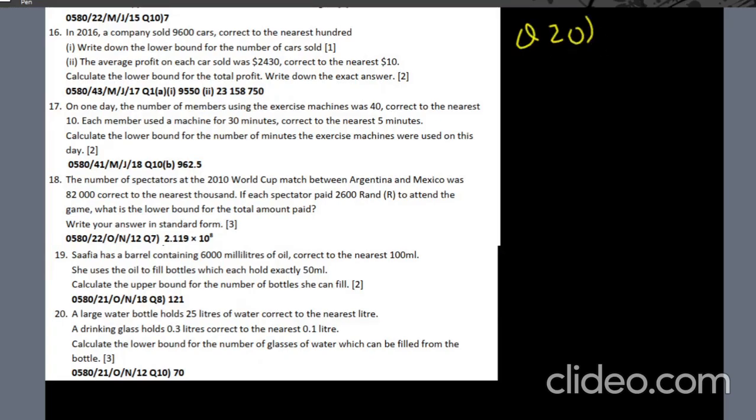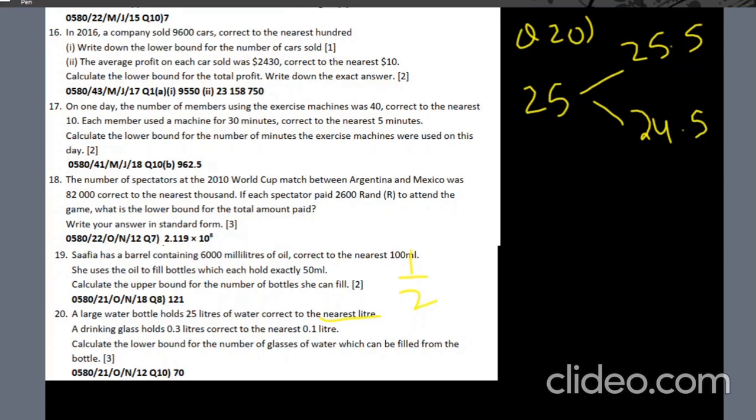Okay. A large water bottle holds 25 liters of water, correct to the nearest liter. So 25 liters correct to the nearest 1 liter. Upper bound will be 25.5, lower bound will be 24.5. Okay, because correct to the nearest liter is 1 liter divided by 2, we get 0.5, added to 25 to get the upper bound, subtracted from 25 to get the lower bound.